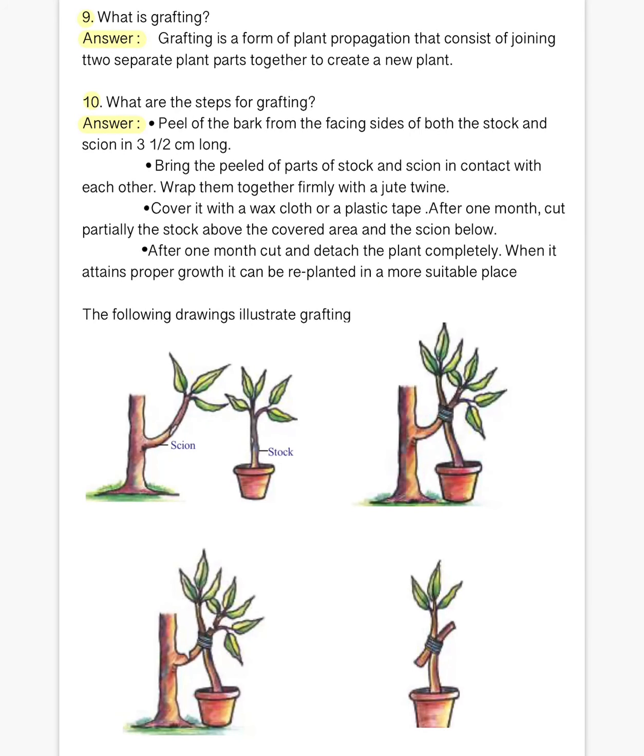Now for the notes up to the previous page, I hope you have written them in your science notebook. These are the two questions. What is grafting and what are the steps for grafting? Please draw the pictures also in your notebook.